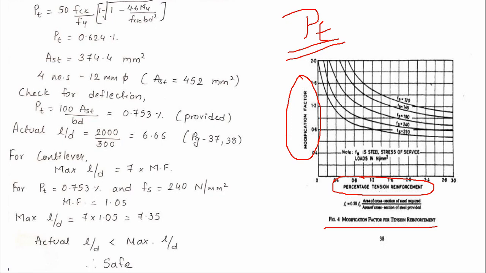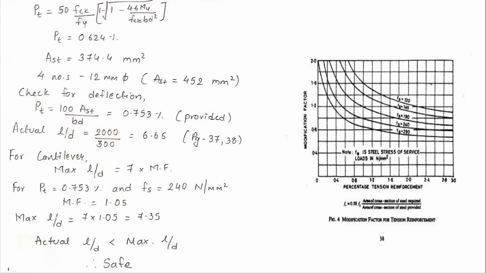How? By using these various curves you are seeing. These curves are of Fs, where F stands for stress and S stands for steel, so stress in steel. Here you can see various values: 120, 145, 190, 240, 290. Here we need to find the equation for Fs, and it is already prescribed here. So Fs will be equal to 0.58 Fy. Fy will be 415. Area of cross section of steel required, that is our required steel means this value.